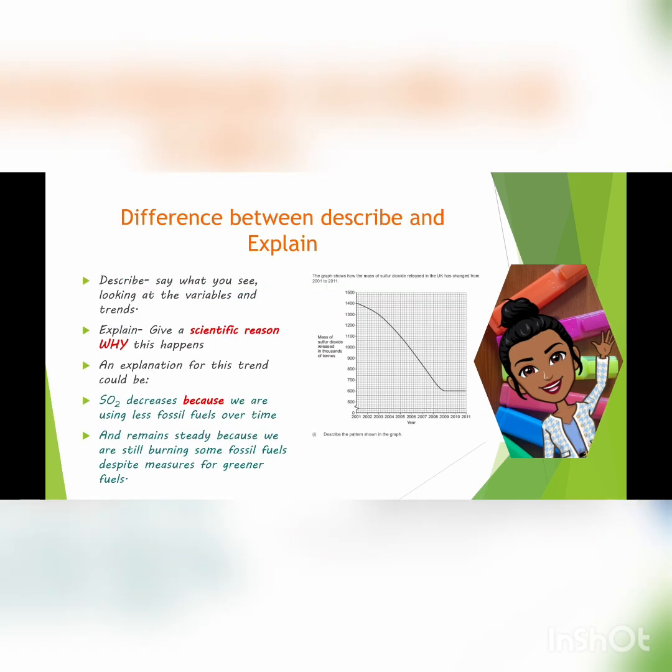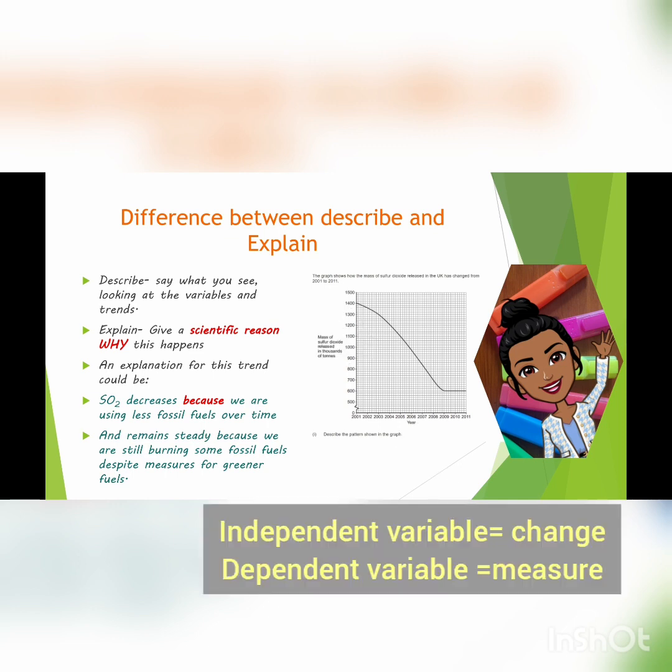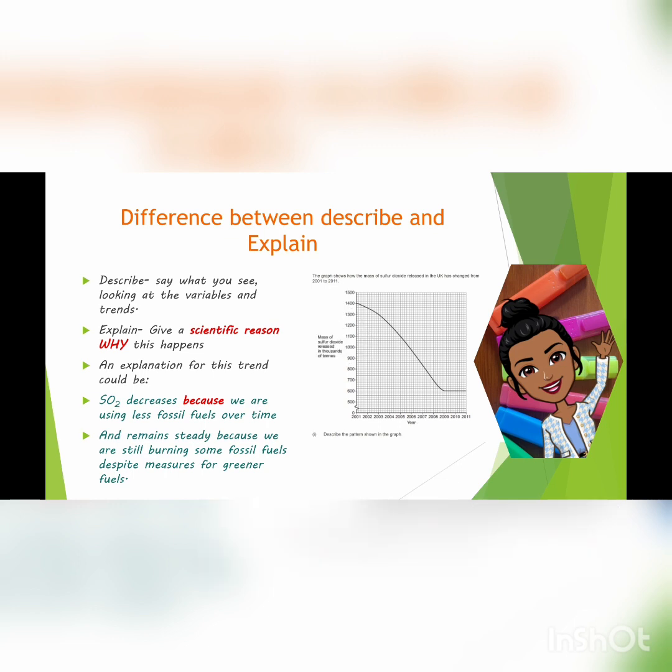Now, the differences between describe and explain is something that students often struggle with. When you're describing a trend, you need to say what you see by looking at the variables. On the x-axis, you're looking for the independent variable, and the y-axis, the dependent variable, and describe how they change according to each other. Describe is say what you see, and explain is to give a scientific reason why this happens. So sulfur dioxide decreases because we are using less fossil fuels over time, and it remains steady because we are burning some fossil fuels despite measures for greener fuels. Something along those lines. So I'm going to give you another go to try it yourself.